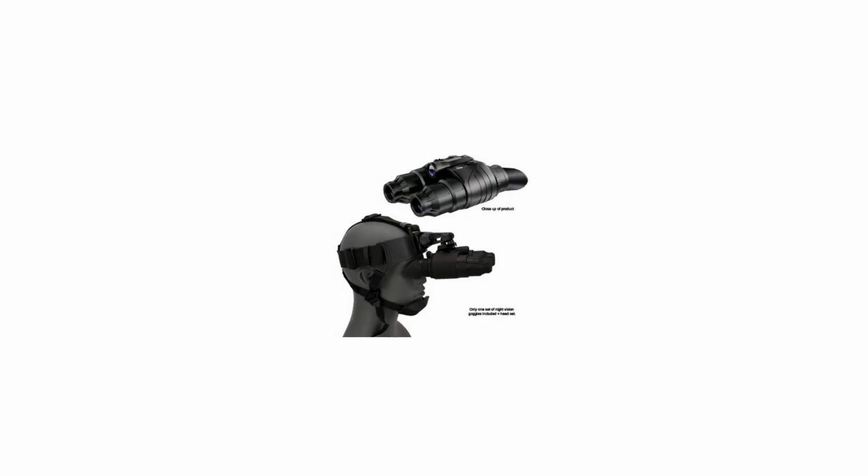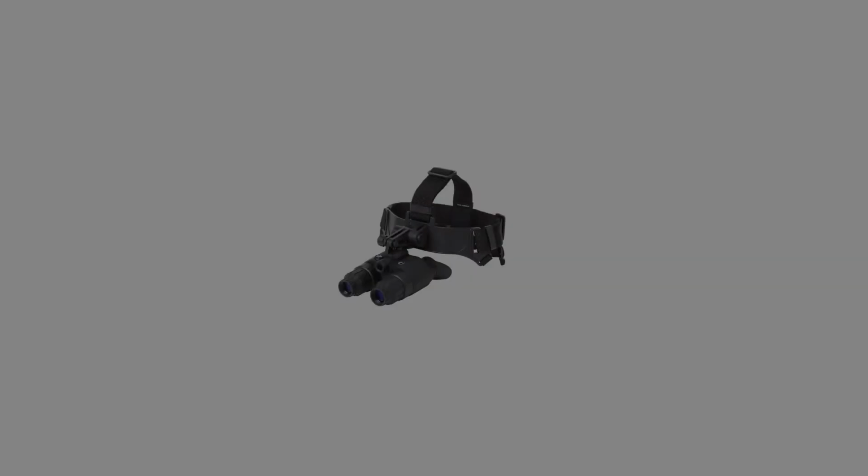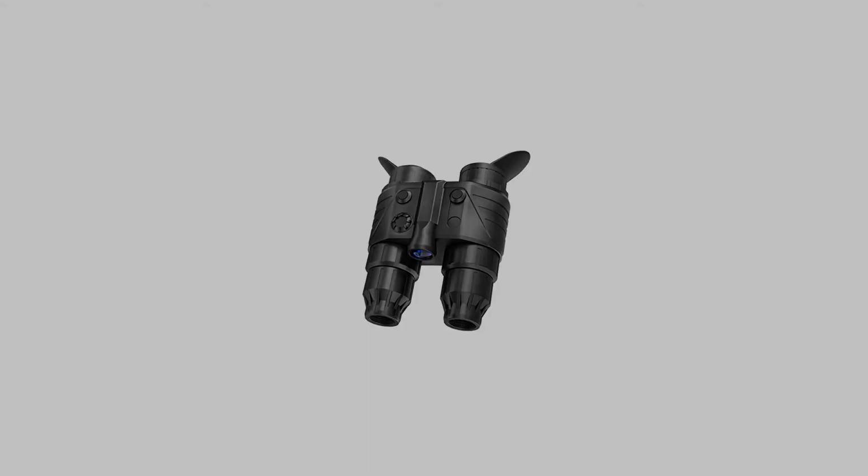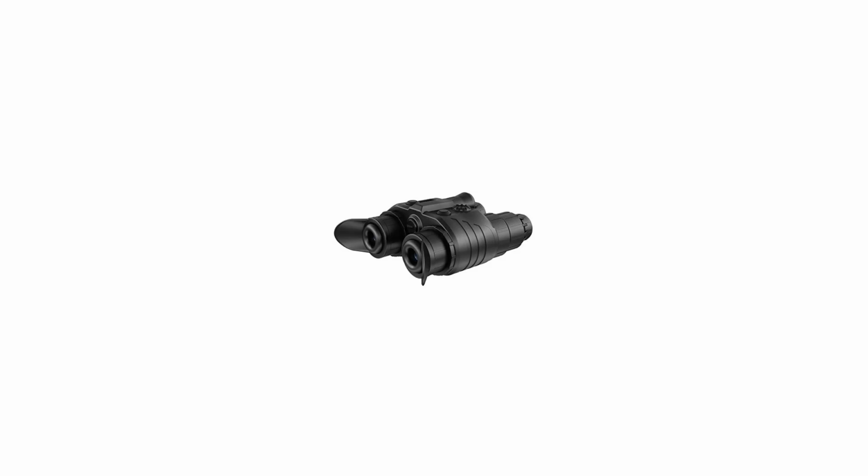IR off/on, 50/20th hour, operating temperature, -20°C, 40°C, dimensions, 163mm × 113mm × 60mm, weight, 0.65 kg, weight of the head mount, 0.2 kg.